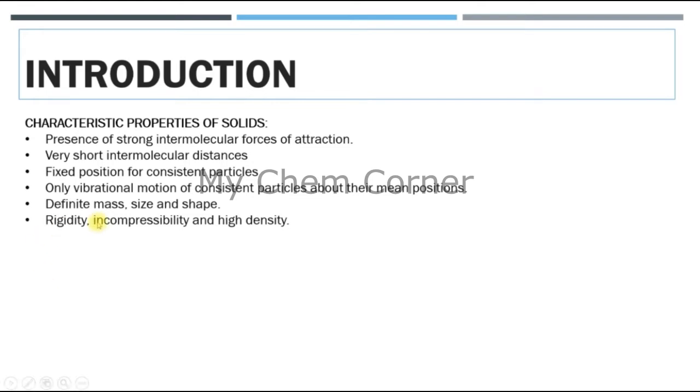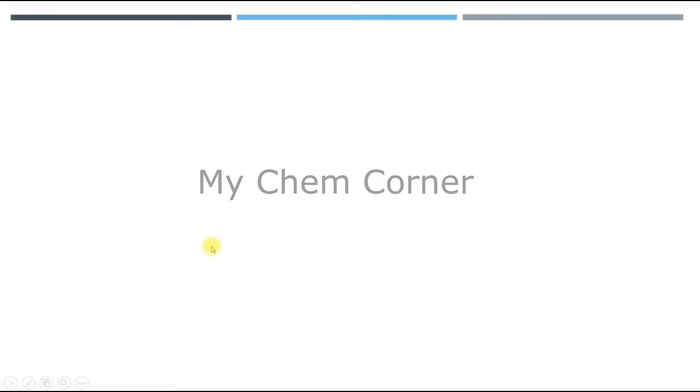And here solids are rigid and incompressible, which means when you try to take a solid and compress it, it's not possible to compress a solid. It's only because of all these points. Their intermolecular force of attraction is very strong, so because of that, they are incompressible, and they also have a high density. So that was a small introduction on solids.